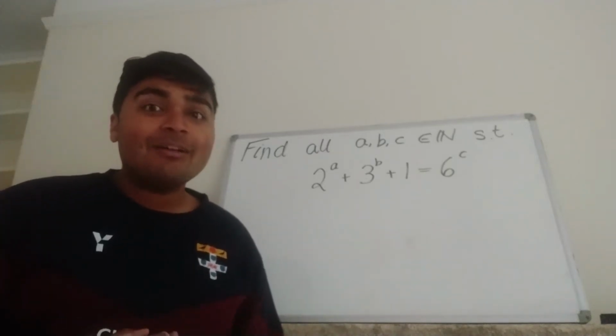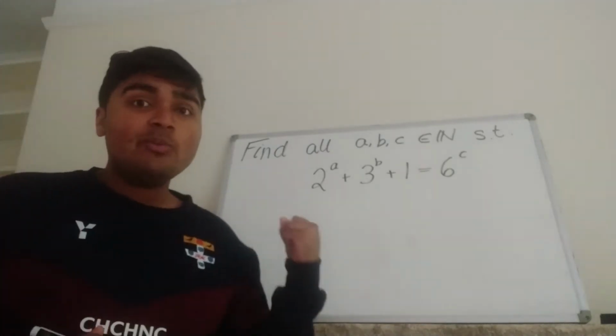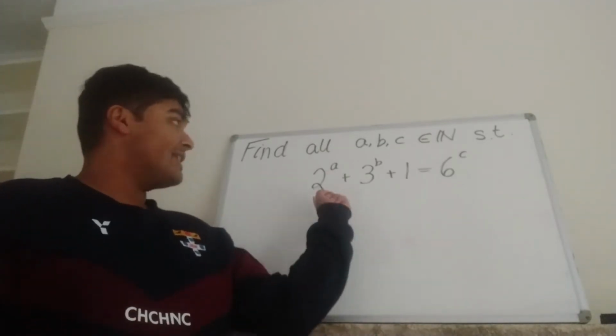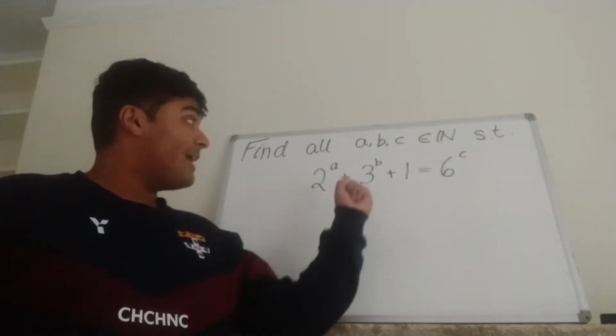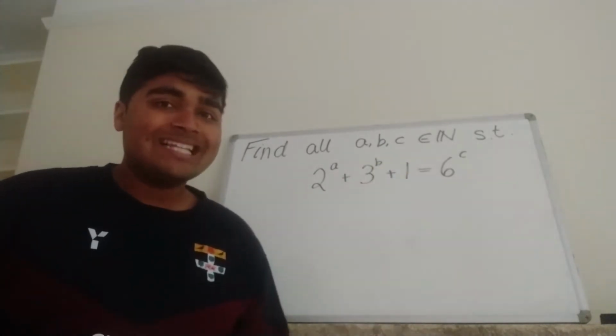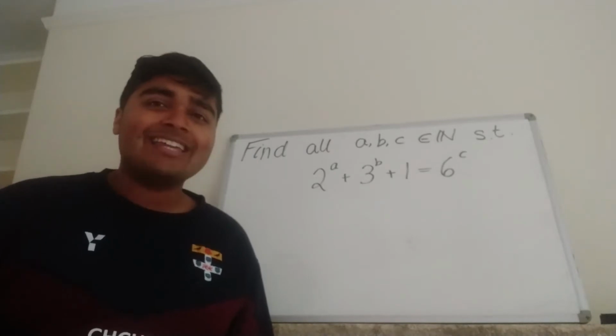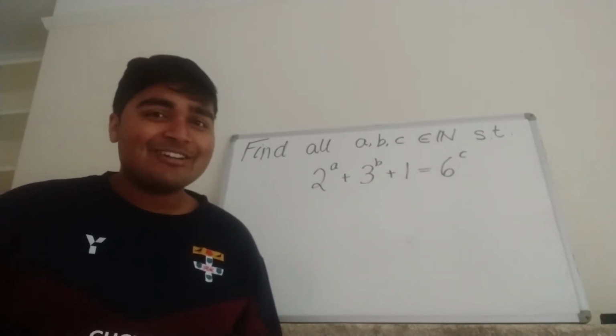Today I've got a quick number theory problem I want to share with you. We want to find all positive integers a, b and c such that 2^a + 3^b + 1 = 6^c. Okay, so if you know how to go at this problem, pause the video now and give it a go for yourself, and I'm going to jump straight into a solution.